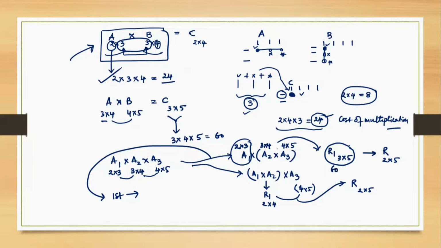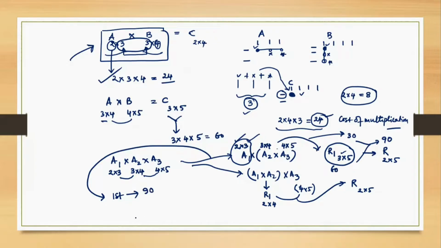Then I have R1 with dimension 3 cross 5 and A1 with the dimension 2 cross 3. Then A1 into R1, the cost will be 2 multiplied by 3, 3 is common here, into 5, that is 2 cross 3, 6, 6 cross 5, 30. So altogether it is 60 plus 30, then it is 90 actually. So the cost of multiplication for the first case is simply 90.